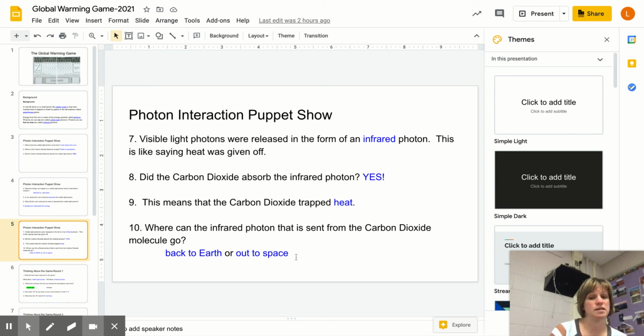Now, what two places could the infrared photon go? It could either go back to Earth or out to space. Now, in our drama, it went out to space, but you're going to see times in the global warming game that Mrs. Shields and I are about to play for you where that is not the case.